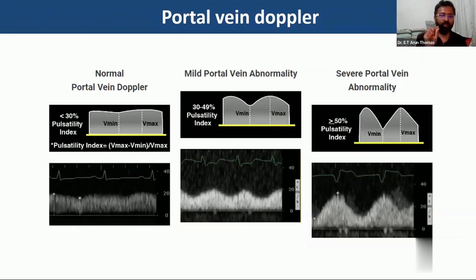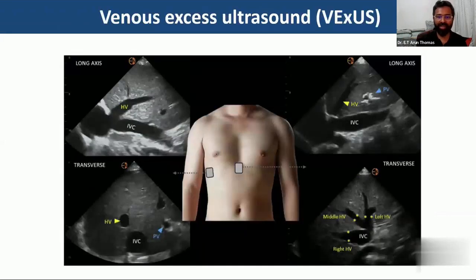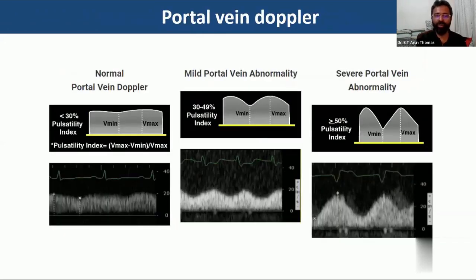Similarly, we can place the pulse wave Doppler on the portal vein. The portal vein is very easy to identify. In this image, we can see the portal vein. The portal vein has a bright white lining around it, and the flow is very smooth. If the portal vein is congested, it leads to a pulsatile, sawtooth-like flow.